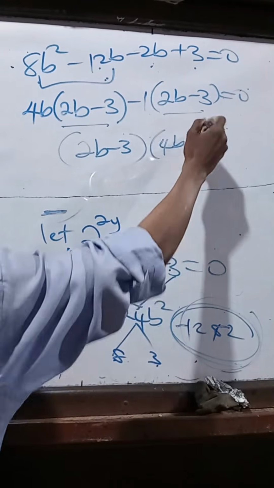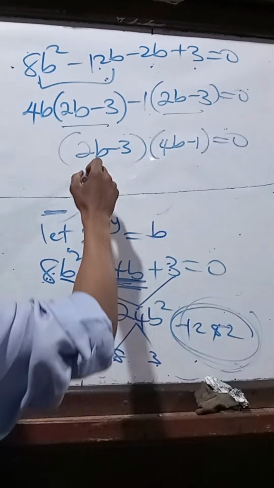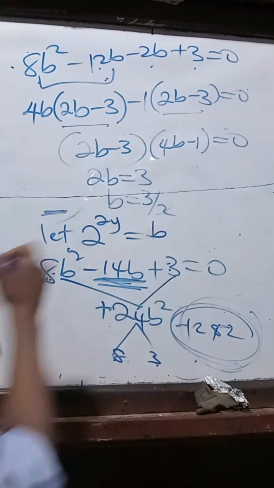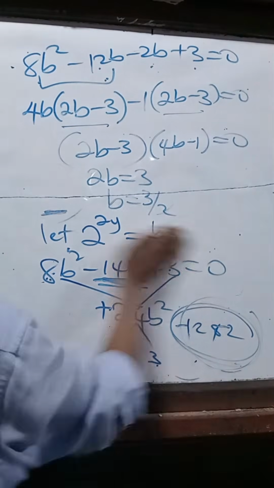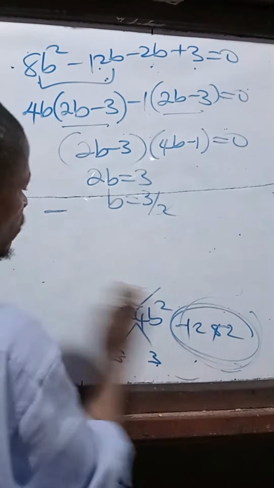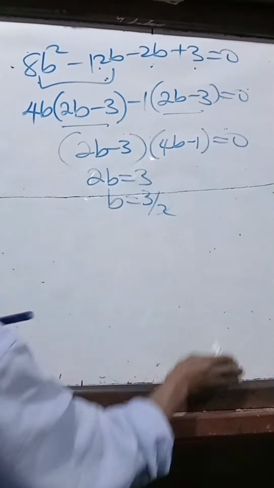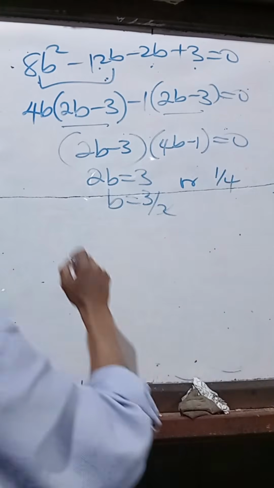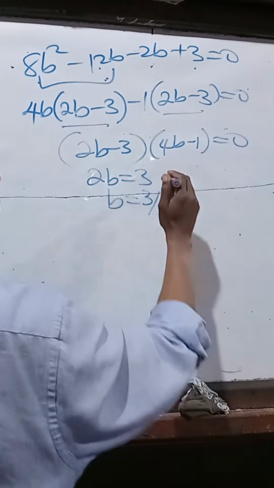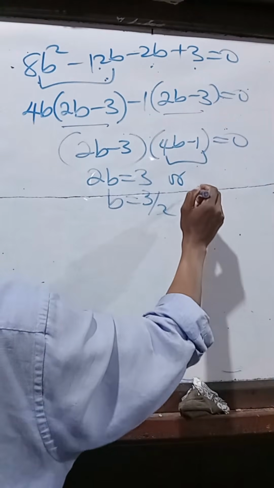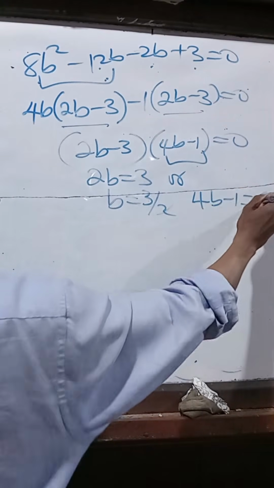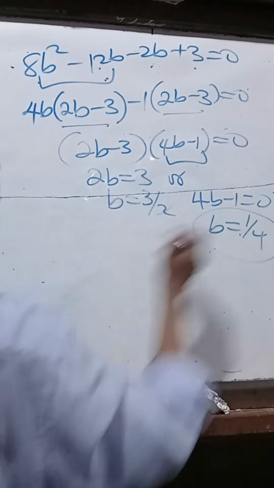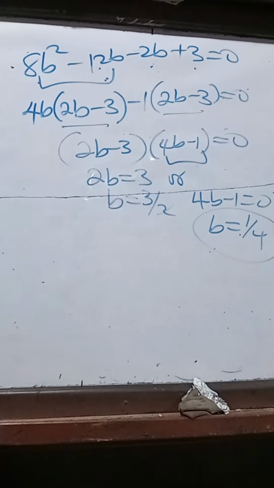So take one of that: 4b minus 1 equal to 0. So 2b is equal to 3, so b is 3 over 2, or 1 over 4. Because this expression will give you 4b minus 1 equal to 0, and that will generate b equal to 1 over 4. Okay? Is that the end of the solution?